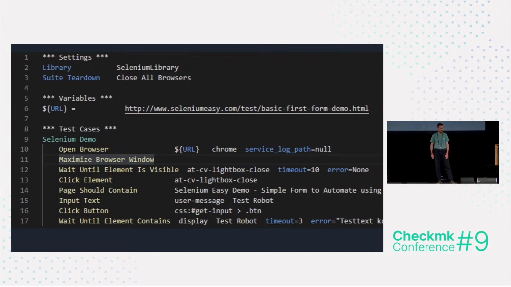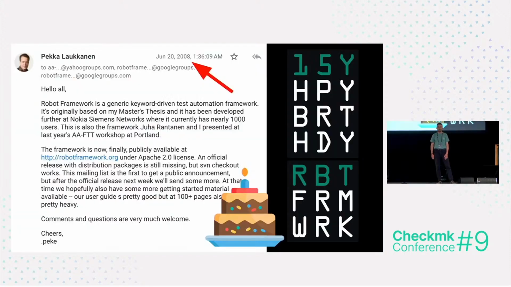And by the way, happy birthday. Yesterday, 15 years ago, Pekka Klerk released his first version of Robotmk. It was the result of his master thesis while he was working at Nokia Siemens Networks. So a great time, 15 years.